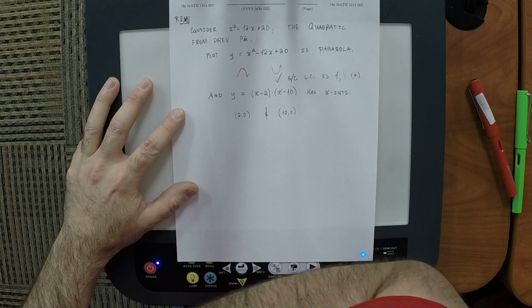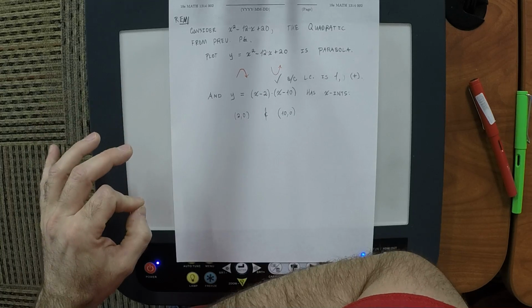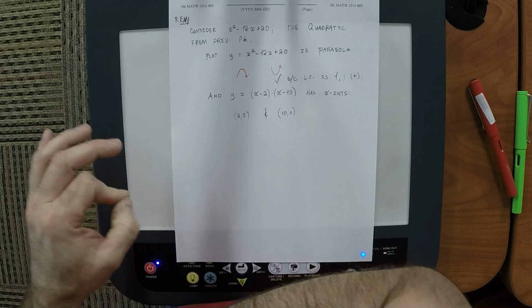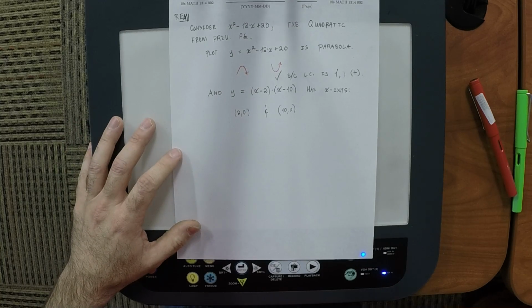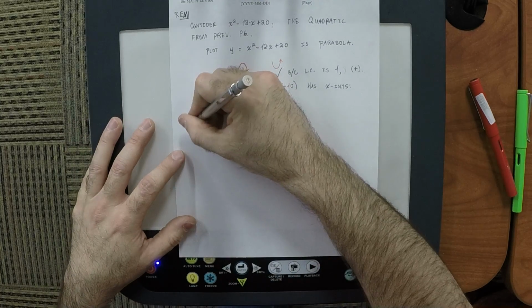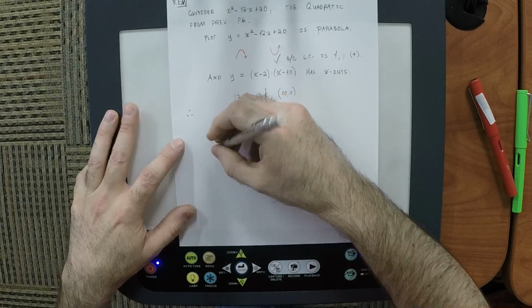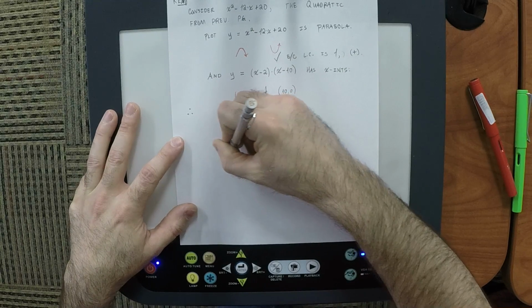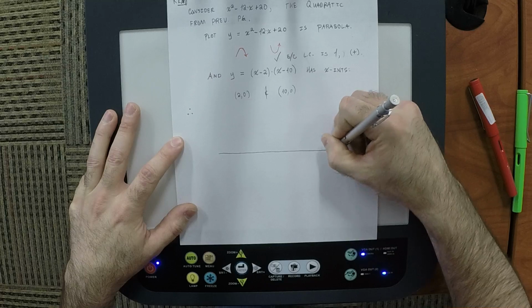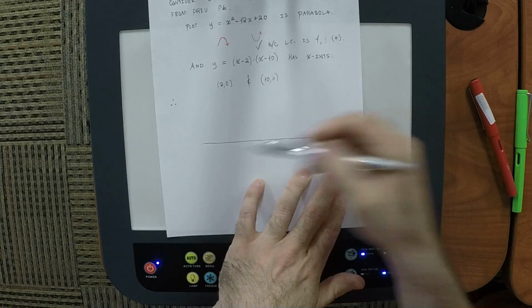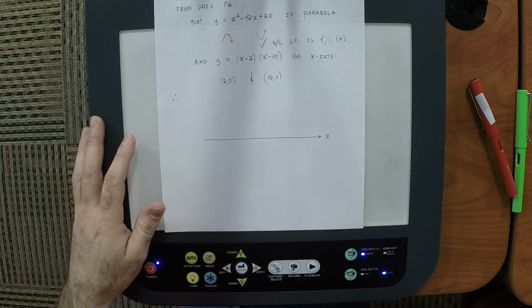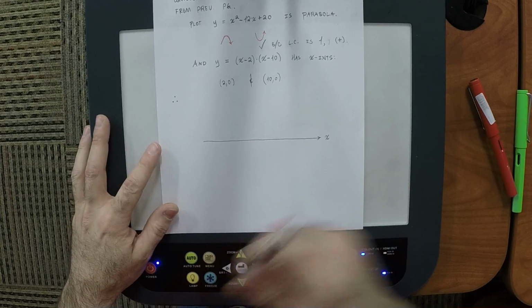And as a result, with these 2 pieces of information, we can give a somewhat passing sketch, a reasonable sketch of what must be occurring. So I'm going to draw a plane, but I'm only going to draw the x-axis. The y-axis is over here somewhere. I'm not going to bother drawing it.